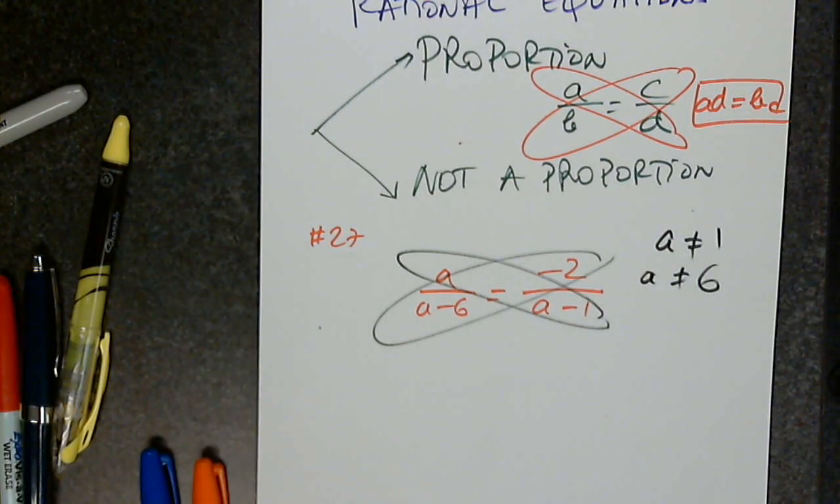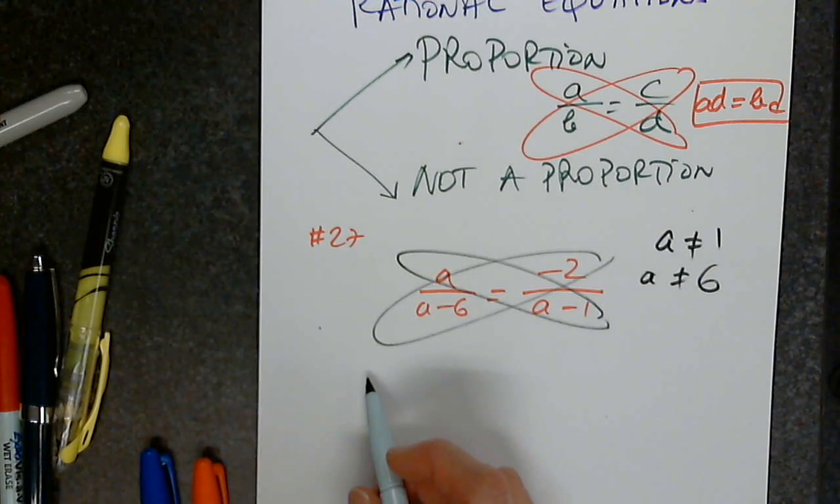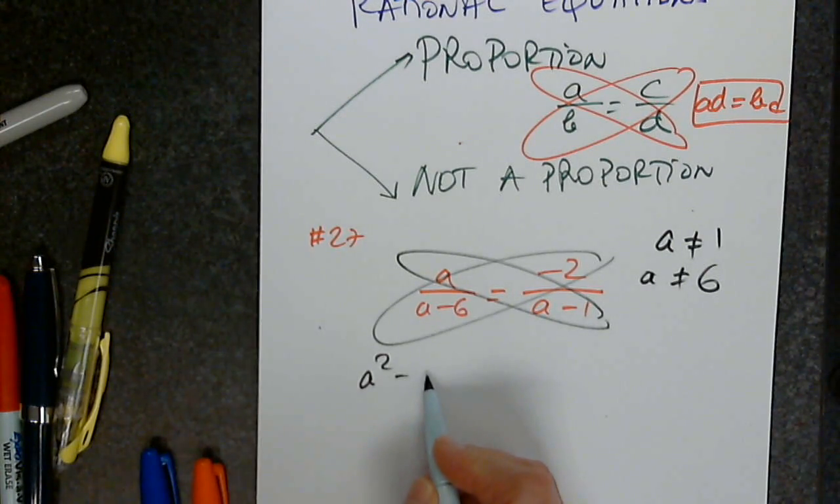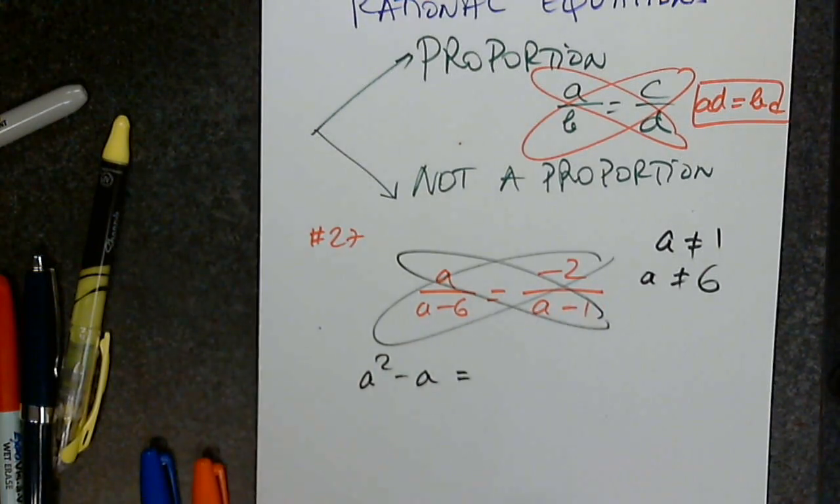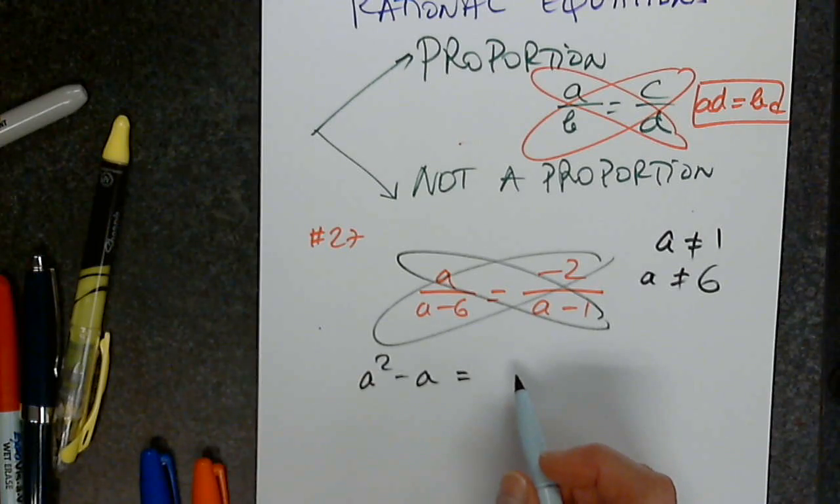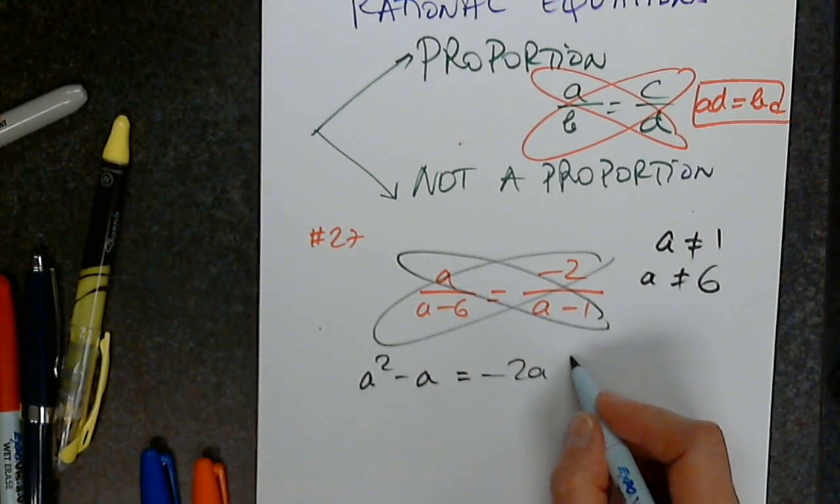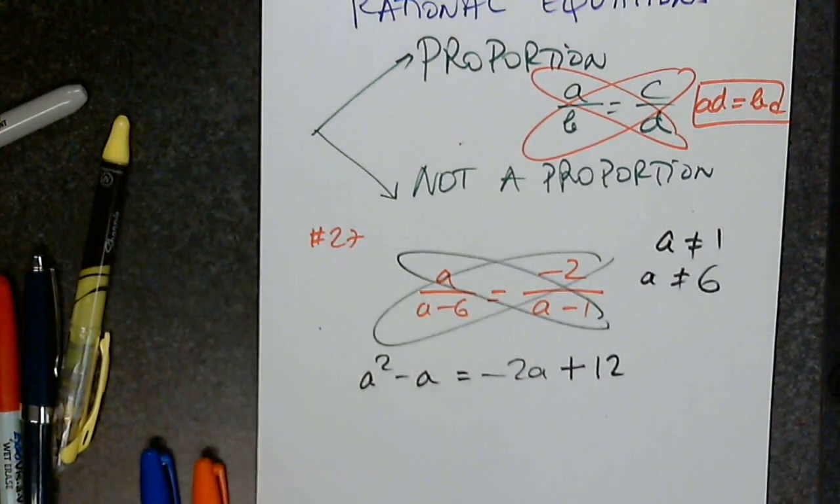What should I write? It's a squared, yes, minus a. Very good. When I multiply these two, I get a squared minus a. I agree. Equals? Negative 2a plus 12. Excellent. So when we cross multiply, we get indeed a squared minus a equals negative 2a plus 12. In agreement or disagreement? Do we agree?